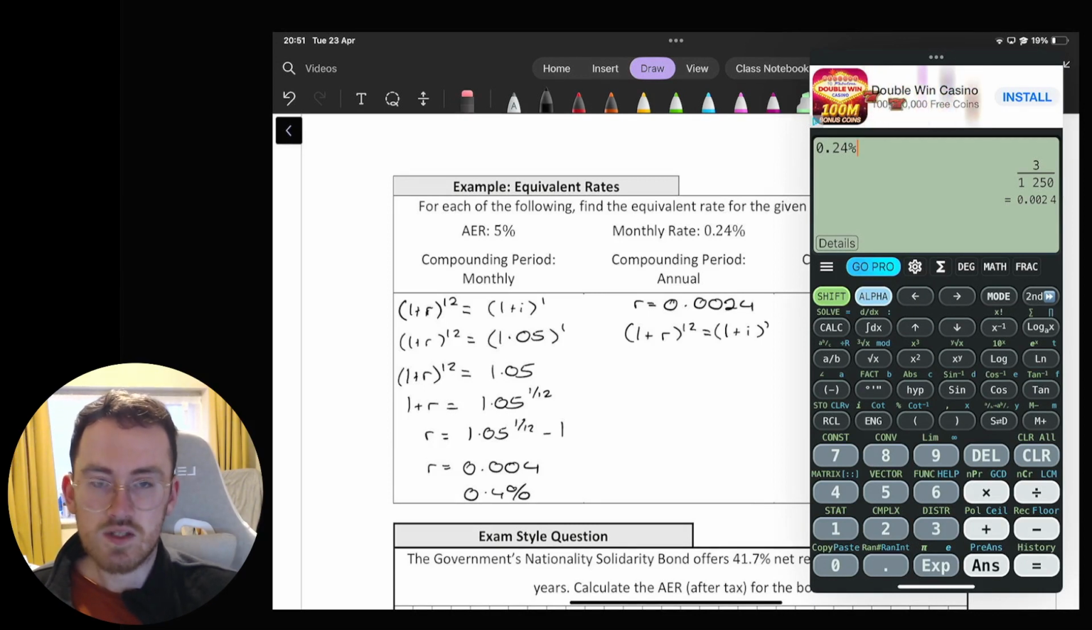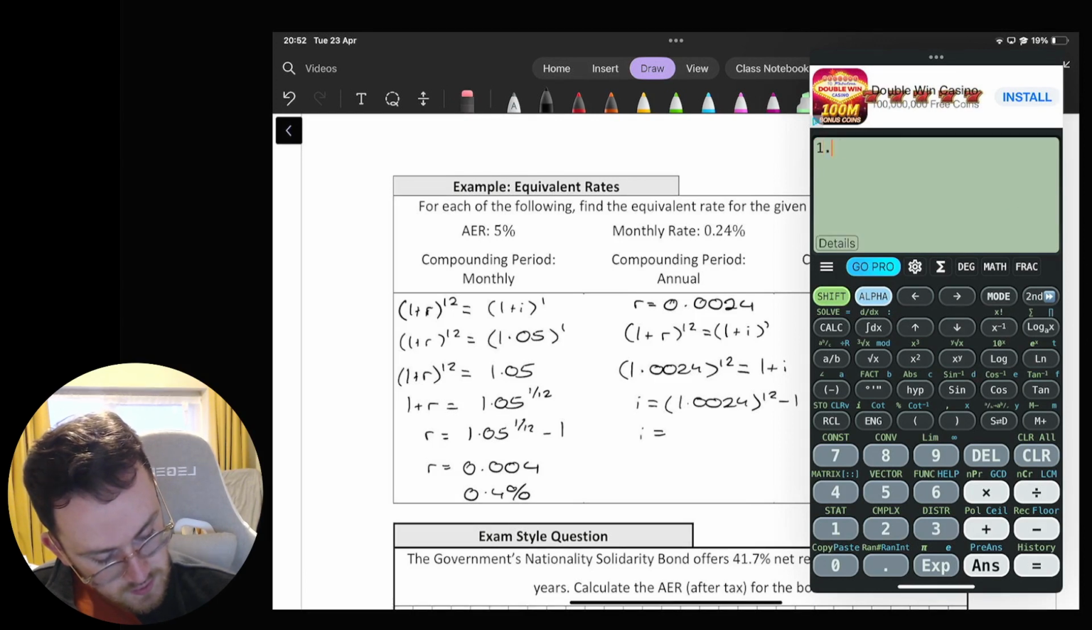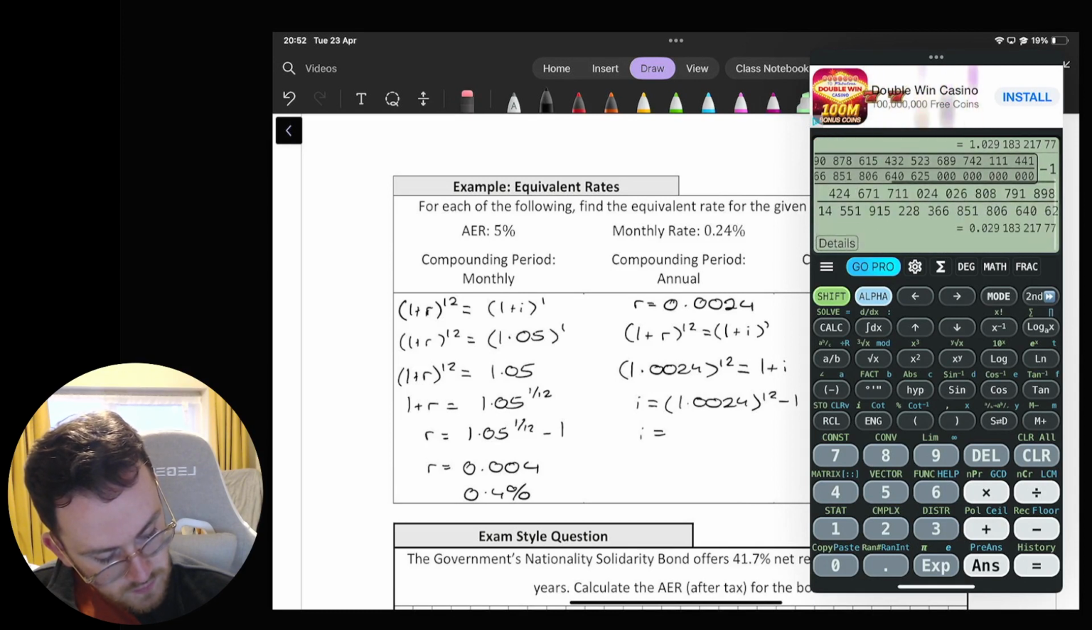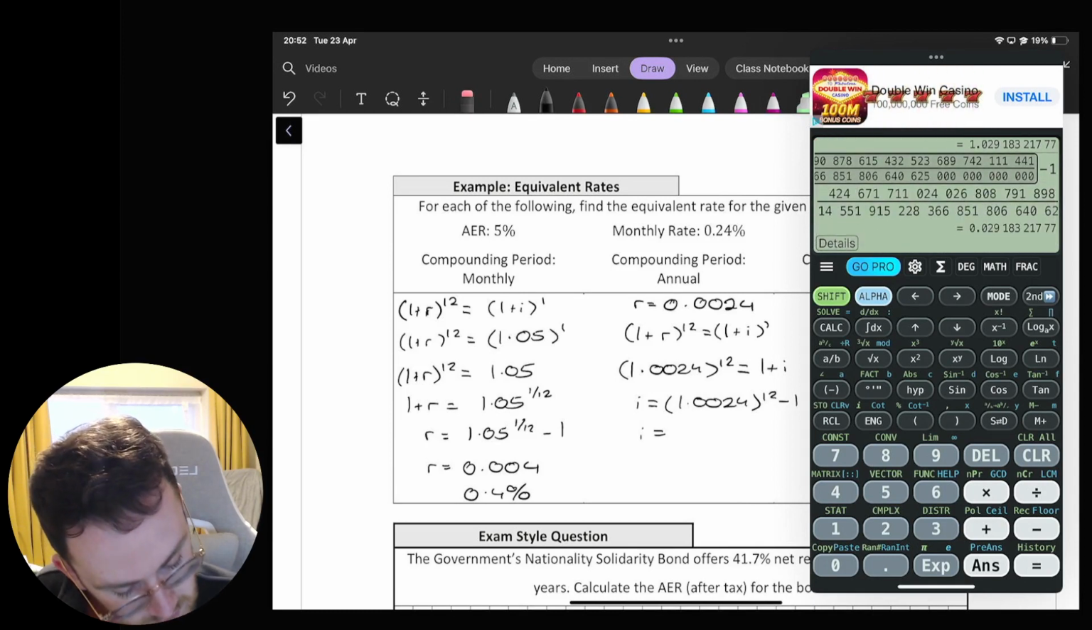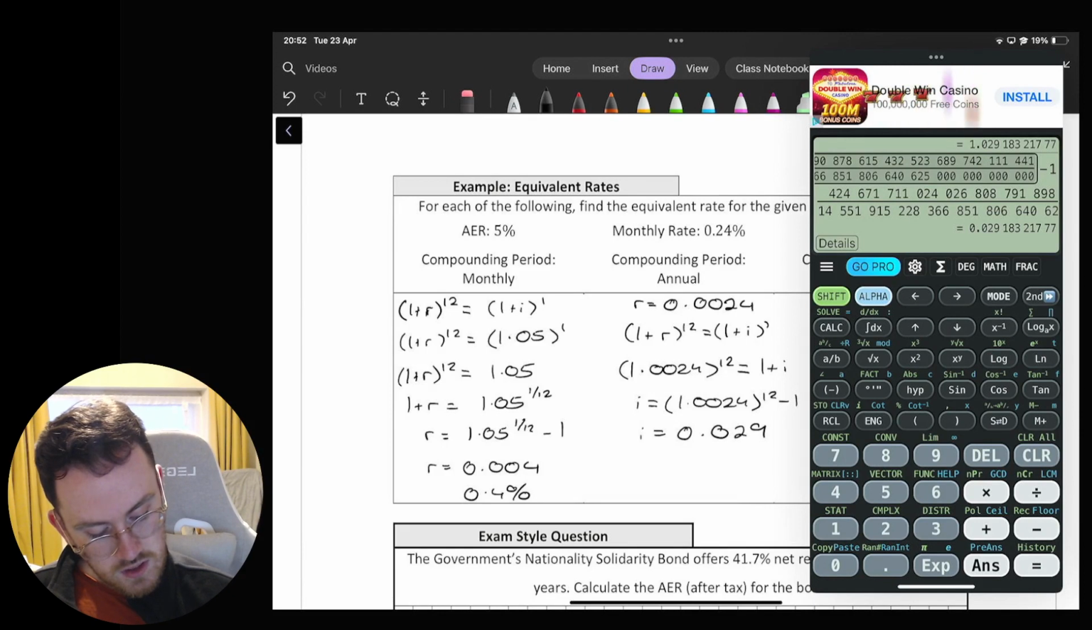So matching up rate with the compounding period, that's 1.0024 to the power of 12 equals 1 plus i. So i equals 1.0024 to the power of 12 minus 1. And let's see what that gives me. And that's going to give me an answer of 0.029. So an annual rate of 0.029, which of course then is an annual rate of 2.9%.